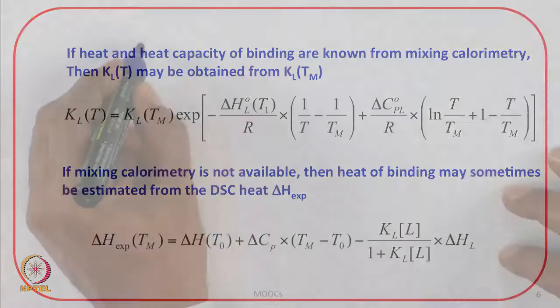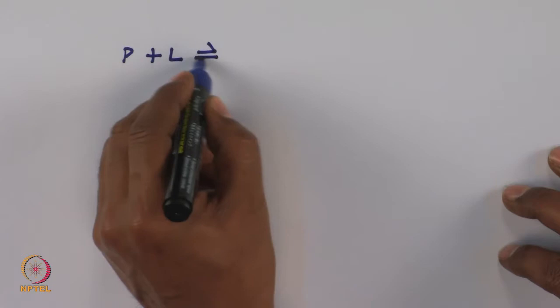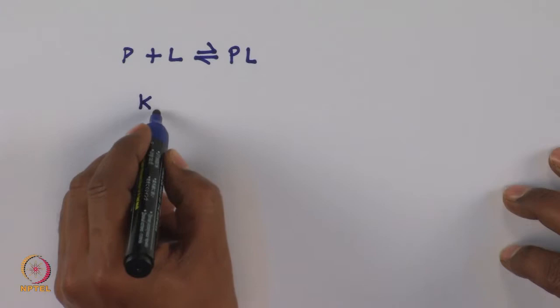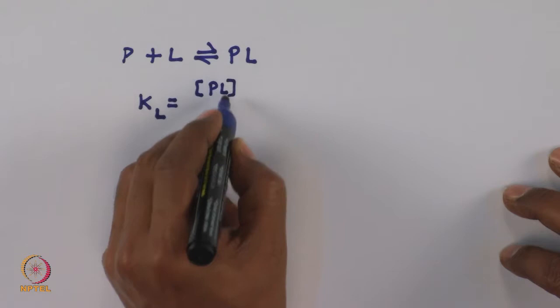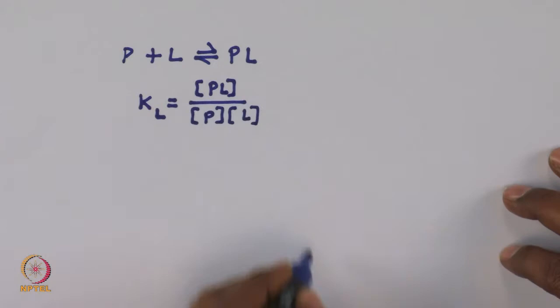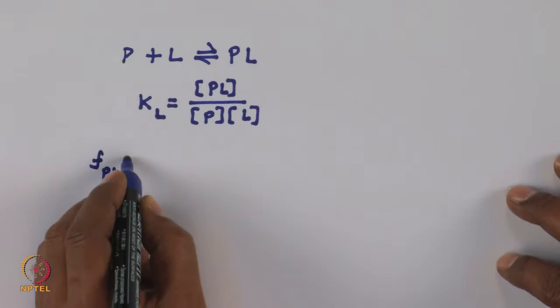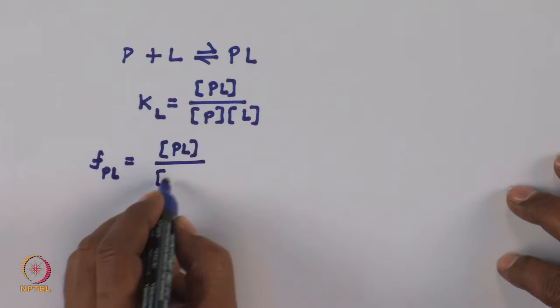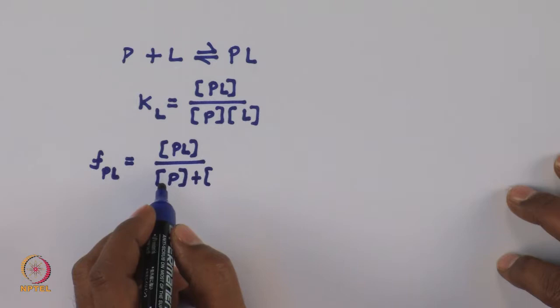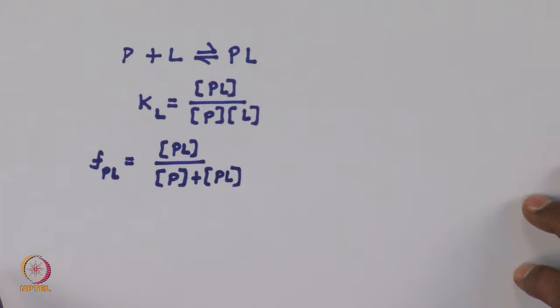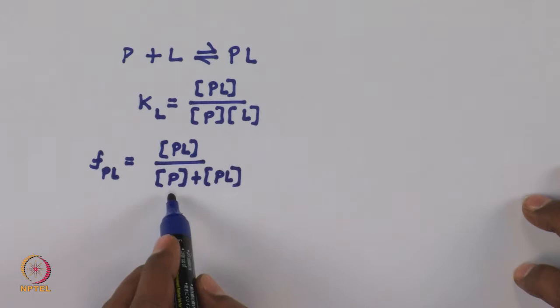We have P plus L forming PL, and KL is equal to concentration of PL divided by concentration of P into concentration of L. How do we calculate the fraction of the protein which is ligated? If I represent that as FPL, this will be PL divided by concentration of P plus concentration of PL. Because this is the concentration of protein which is ligated, and this is the total concentration of protein, whether it is in free form or in the ligated form.